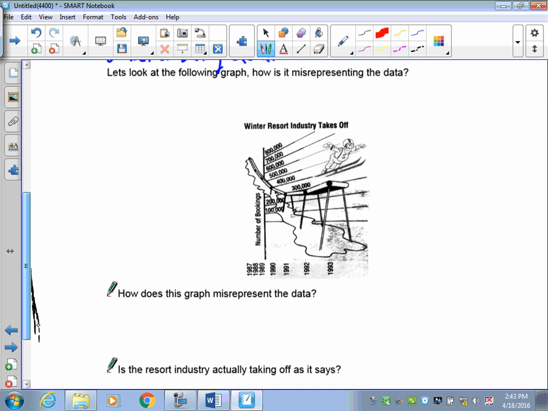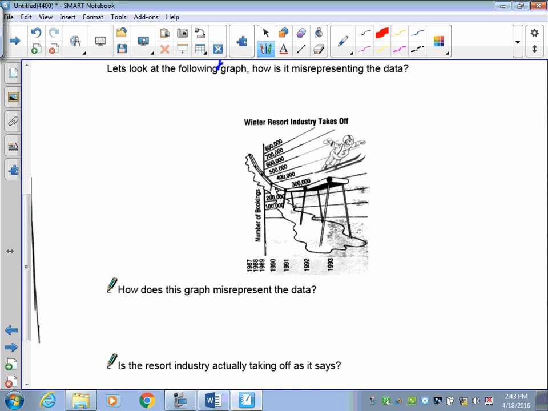All right, here we go. Look at the following graph and how it misinterprets data. This one's a great one. It says the ski resort industry is taking off. Winter resort industry takes right off. Now this has got so many things wrong with it.